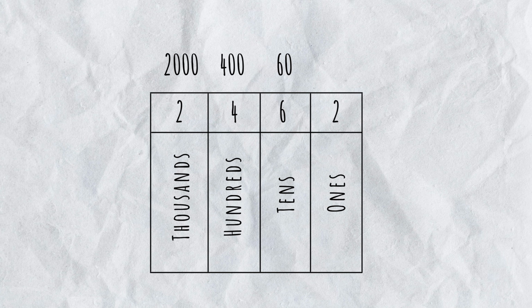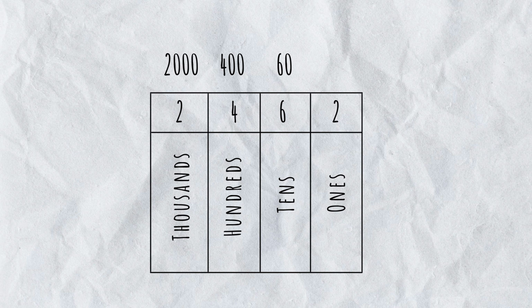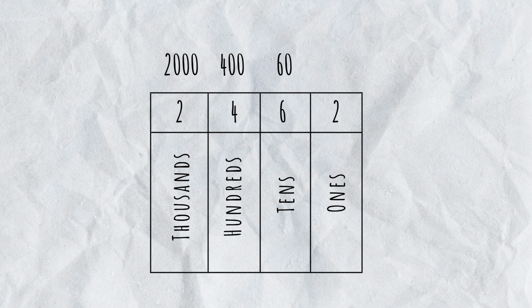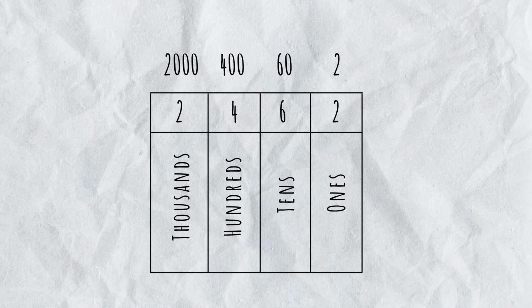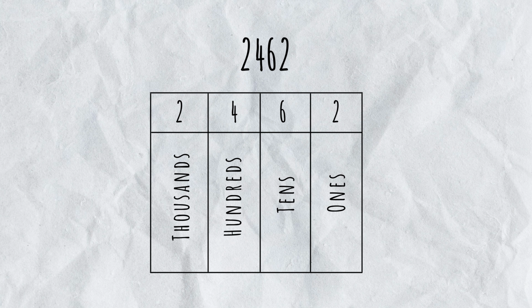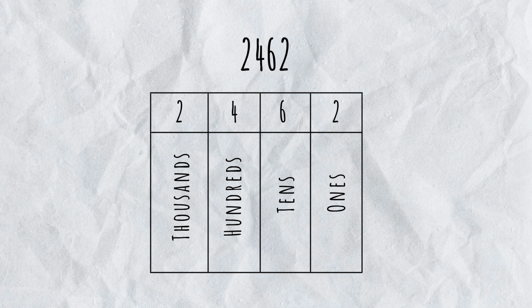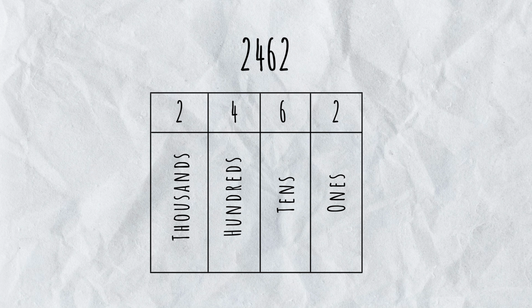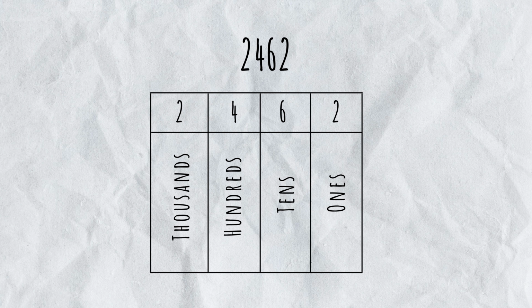And then last but not least, we've got 2 in the ones column, and this therefore shows it as 2 ones. So if we pull that all together, it becomes a number 2,462. So that's 2,460, which is 6 tens, and 2.